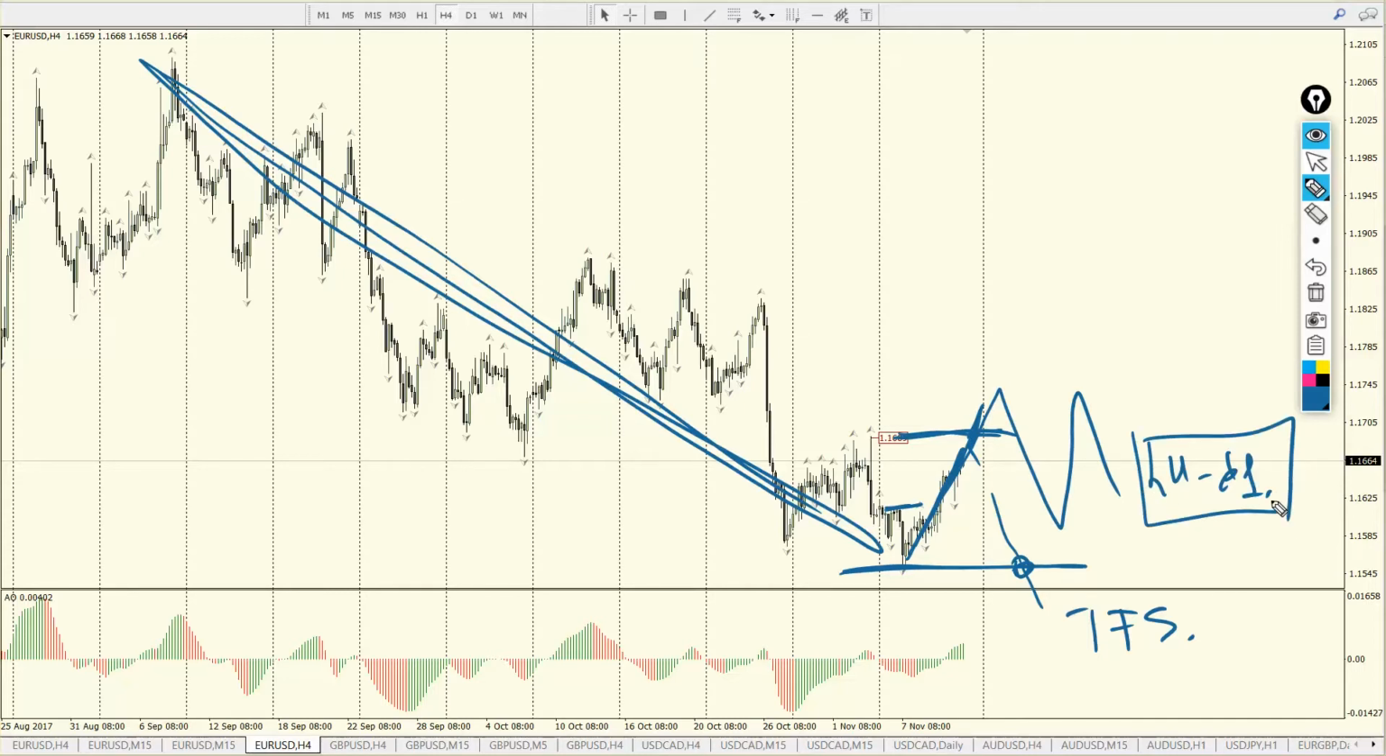But it didn't happen just yet. So we need to break the pivot point first. But this is what we'll probably see on Monday or Tuesday. We'll see what happens. So that's the idea for EURUSD.